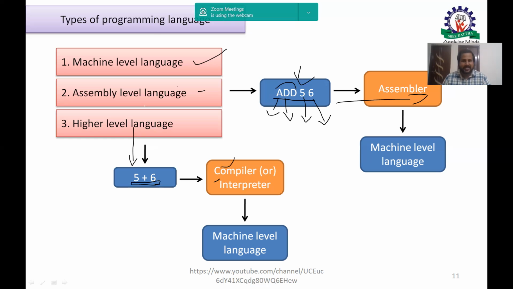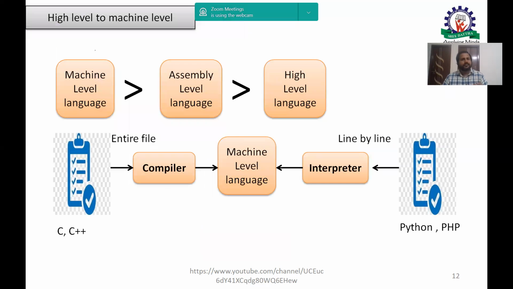So we can say assembly level languages are the middle level languages, because compared to assembly level language, high level languages are more user friendly. They can be easily understood by beginners. That is why we can say machine level language is faster than assembly level language, and assembly level languages are faster than high level languages.